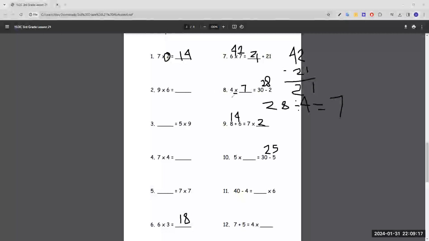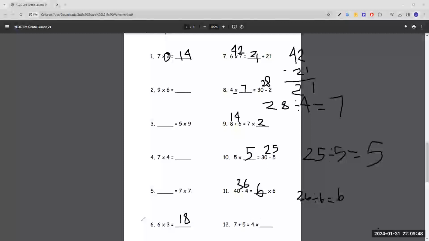And just like number 8, we would divide since we're multiplying. Since we're trying to find what to multiply by. 25 divided by 5 is 5. Number 11, 40 minus 4 equals blank times 6. 40 minus 4 is 36. And we're going to divide 36 by 6. And that gets us 6.